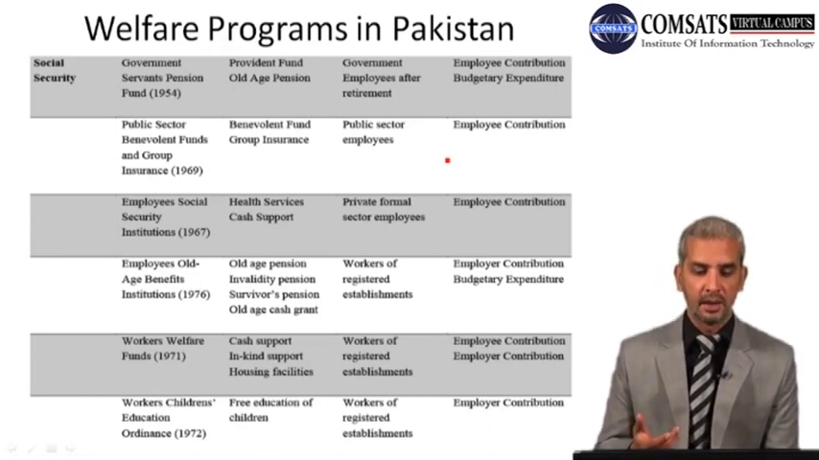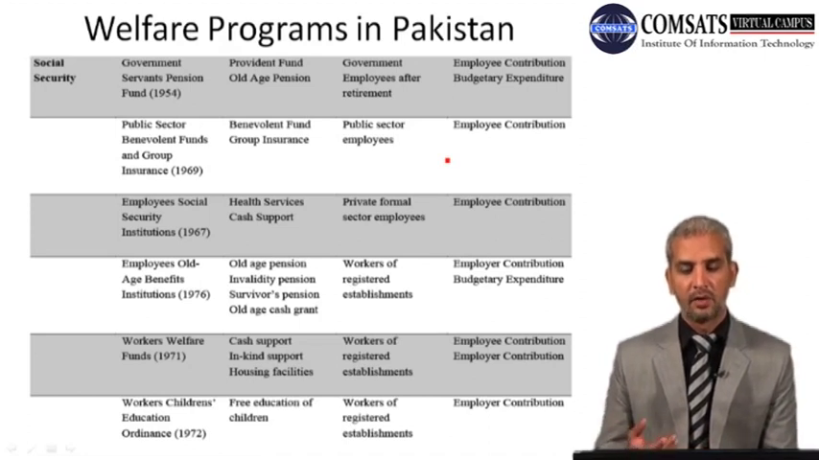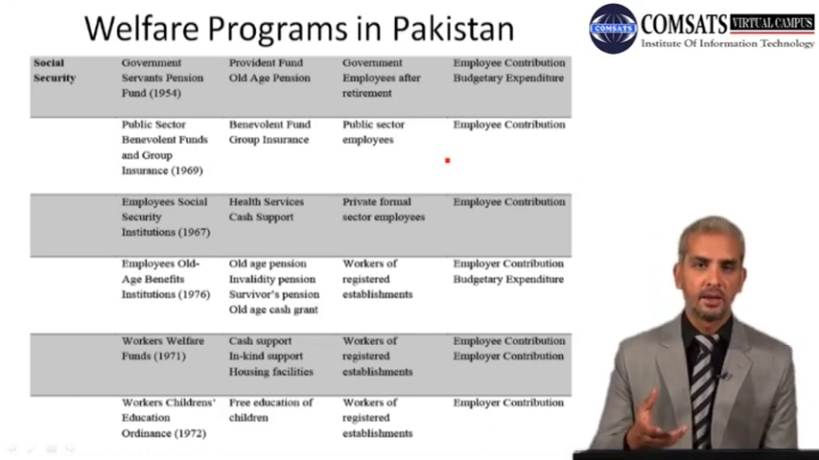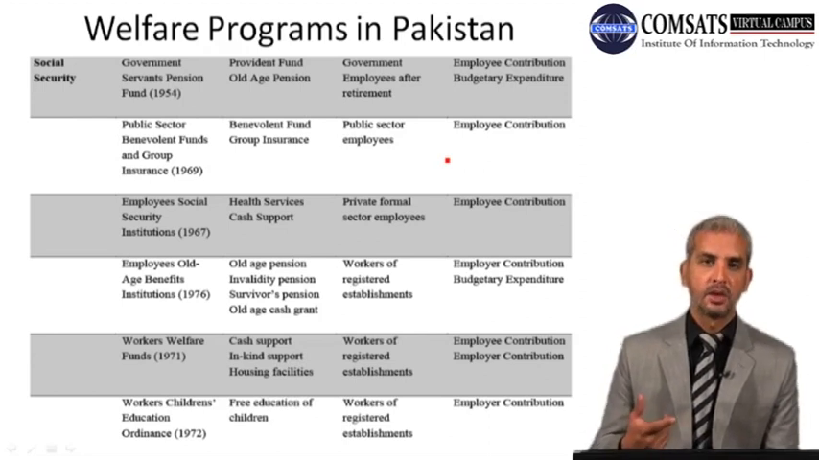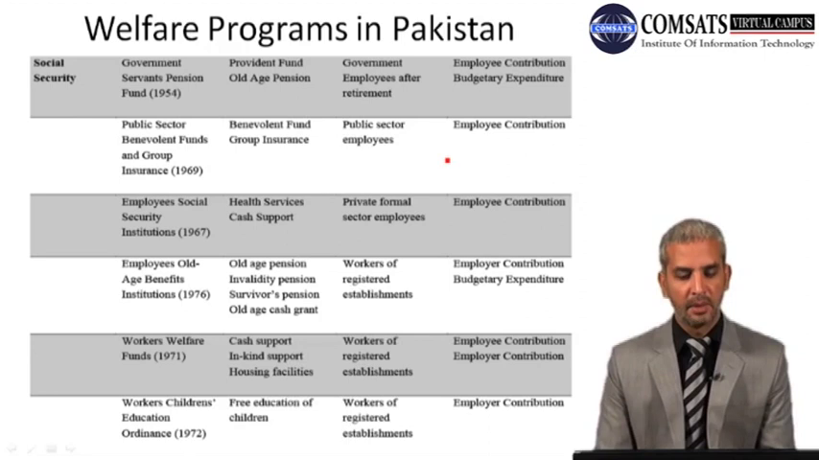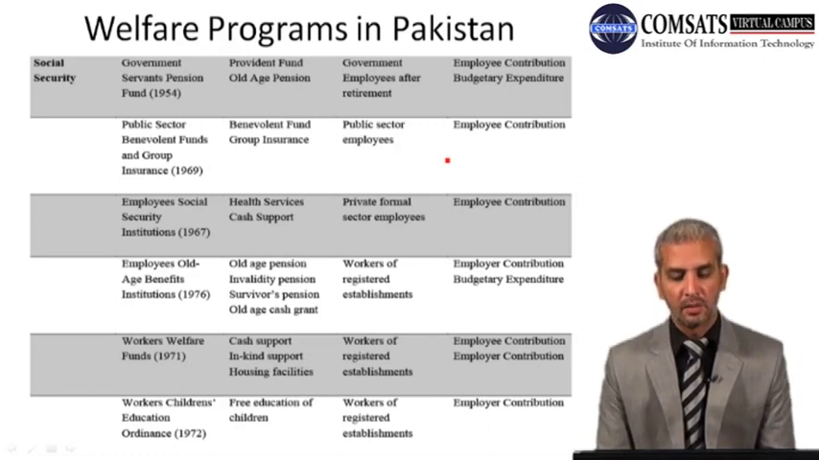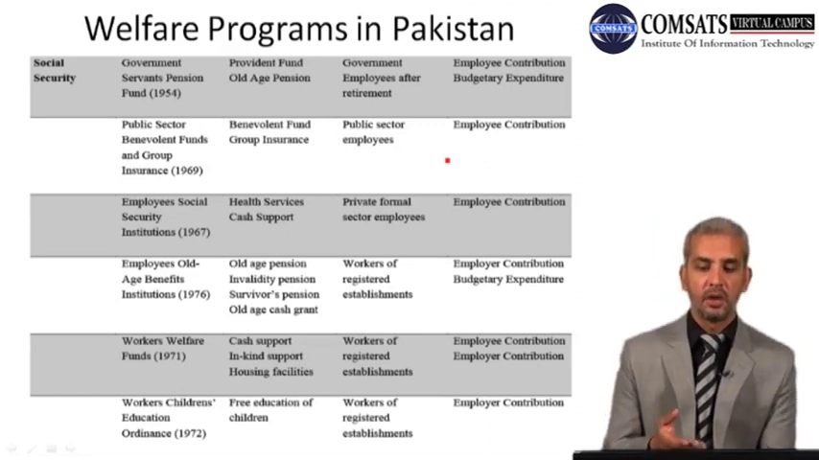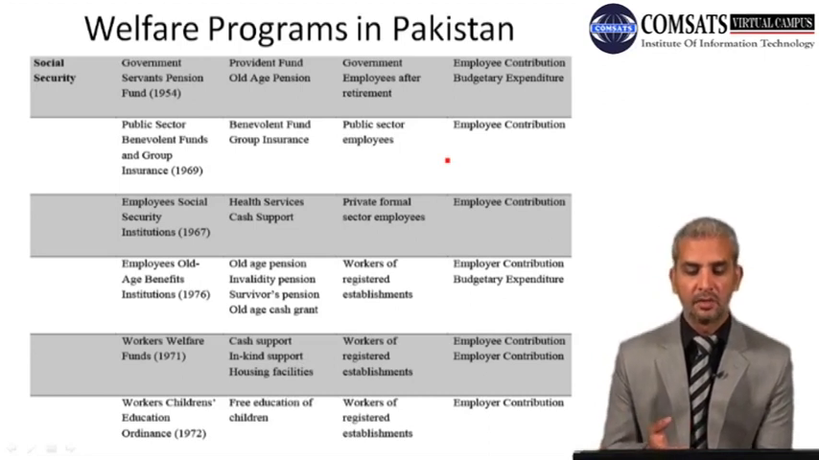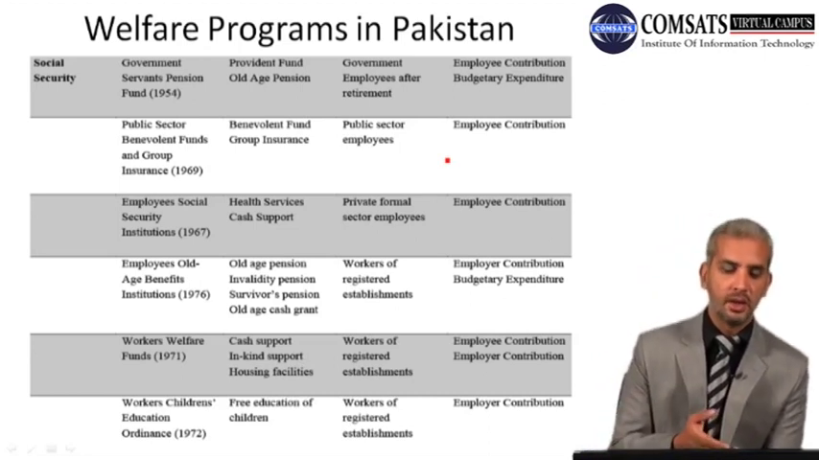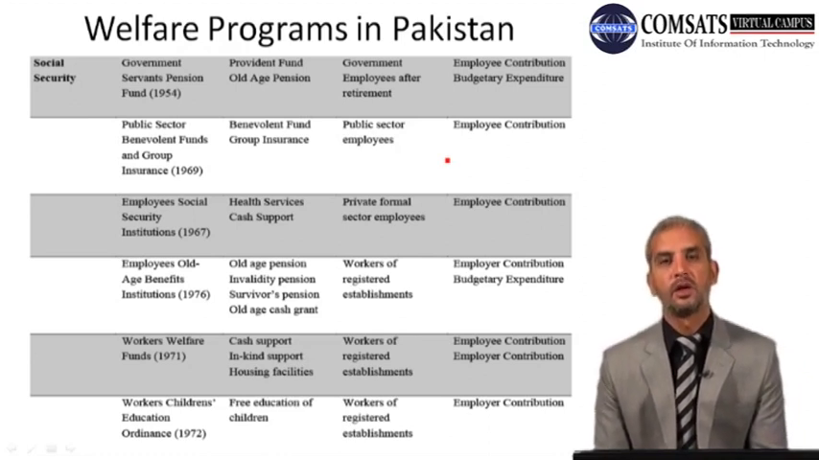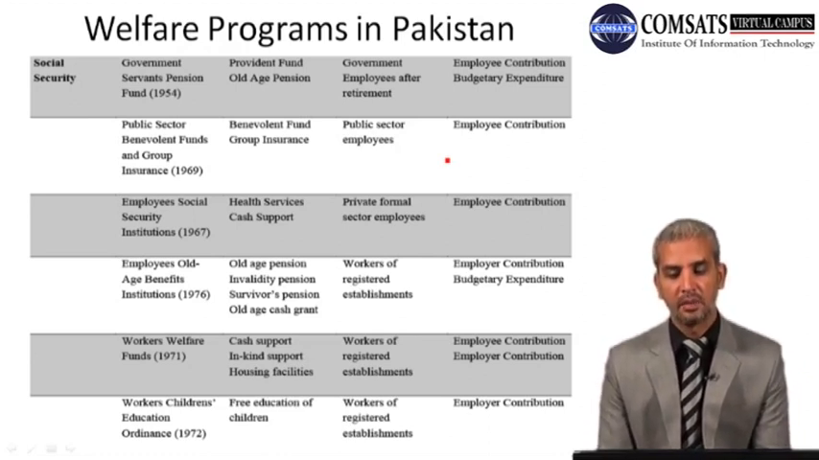Health services would mean that in such programs the formal sector employees can contribute, and then in times of dire need they can get certain cash out of it, and they can also get health services out of it. Now the Employees' Old Age Benefit Institution, EOBI, a very famous institution established in 1976, provides old age pension, invalidity pension, survivors pension, and old age cash grant. Old age pension is for workers of registered establishments. Only the organizations that are registered with the Employees' Old Age Benefit Institution are eligible, and as I discussed earlier, it is based on employer contribution as well as budgetary expenditure.